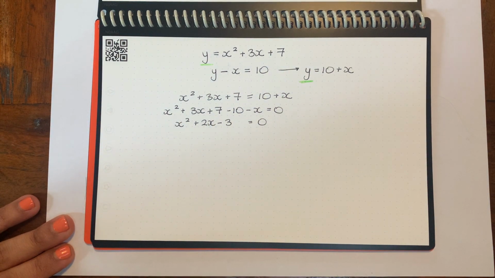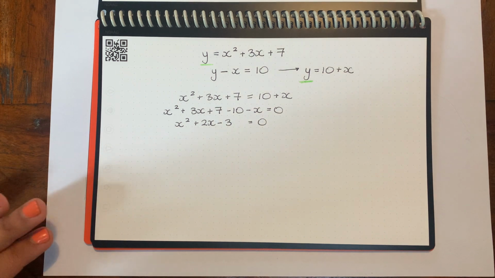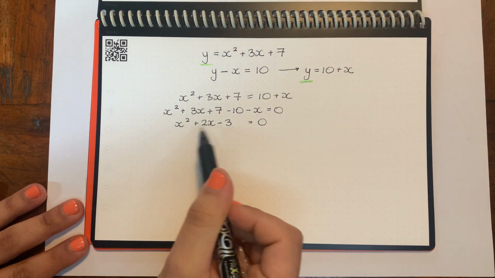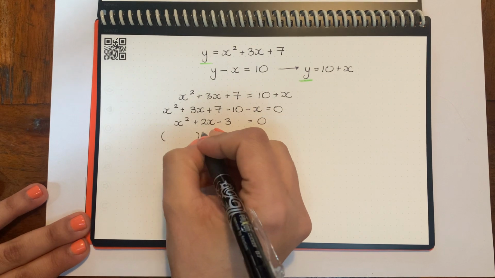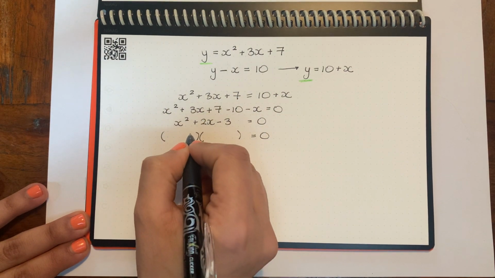And then because I've got a quadratic here, I can solve it by factorizing, completing the square, or using the quadratic formula. I'm trying to do this without a calculator, so I'm going to factorize that because it does actually factorize very nicely. So two numbers that multiply to give me 3 have got to be 3 and 1.